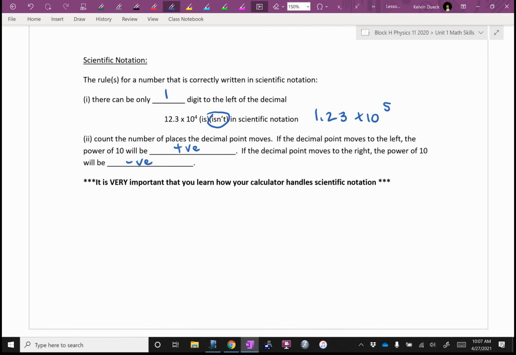Mr. Dewick, I got the same decimal as you, but my power of 10 is different from your power of 10. I know you entered the scientific notation using the wrong way.